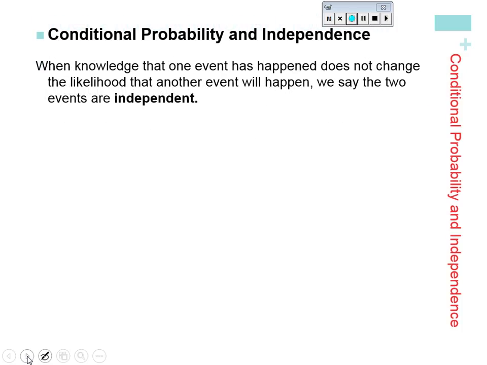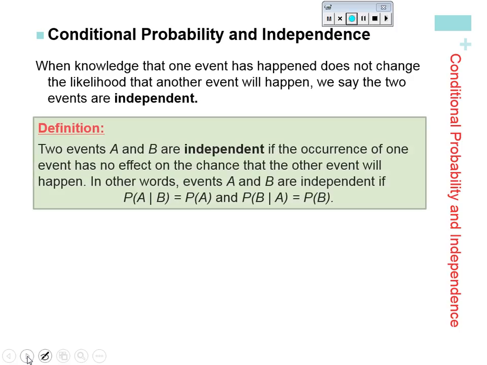So in terms of conditional probabilities and independence, one of the things that we say is that two events are independent if the following two formulas are true. So if the probability of A given B is equal to the probability of A, and the probability of B given A is equal to the probability of B, then what we would say is that those two events would be independent.